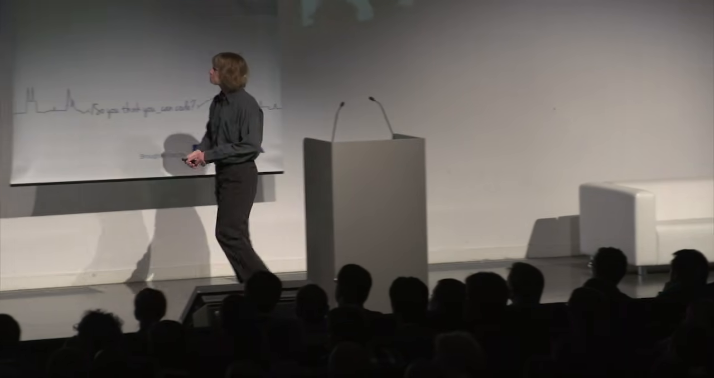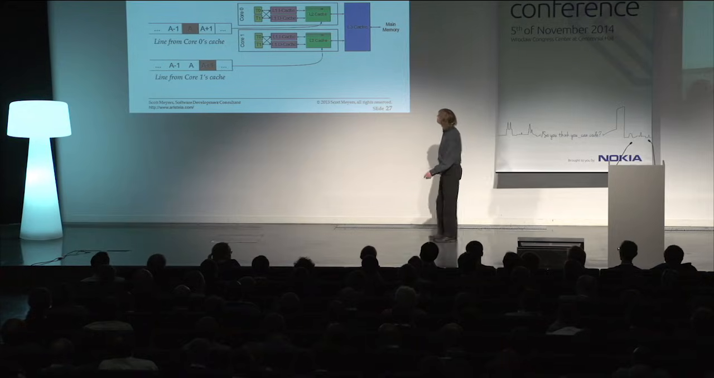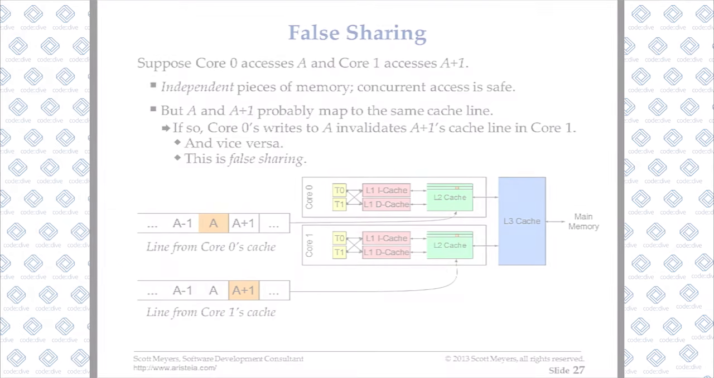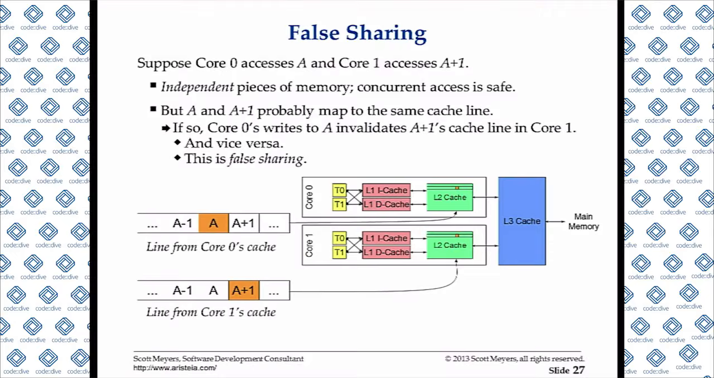Let us assume, so core 0 is accessing some address A, and core 1 is going to access some address A plus 1. Now, there's no race here. Address A is completely independent from address A plus 1. You don't need to use a mutex, you don't need an atomic machine instruction, everything's fine. But it is highly likely that address A and address A plus 1 fall on the same cache line.